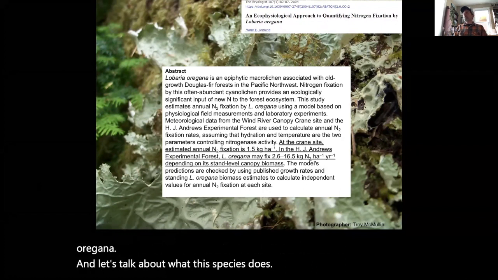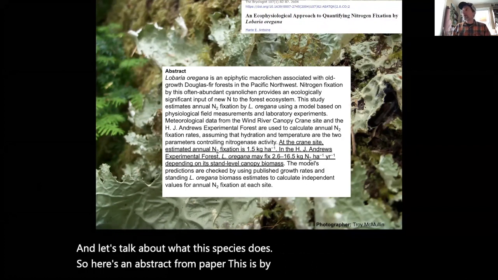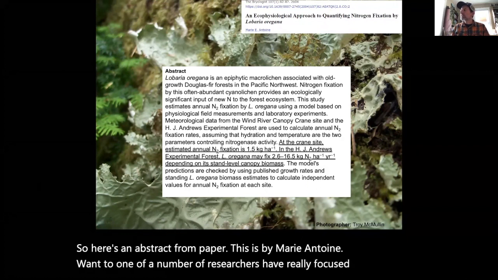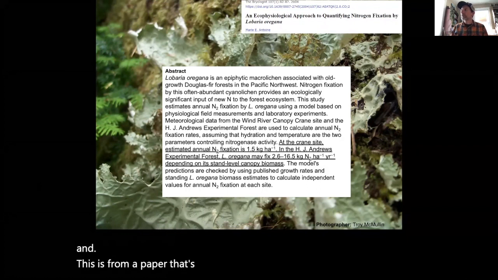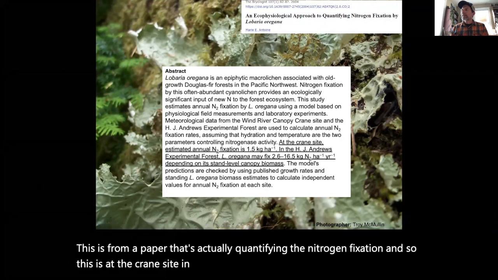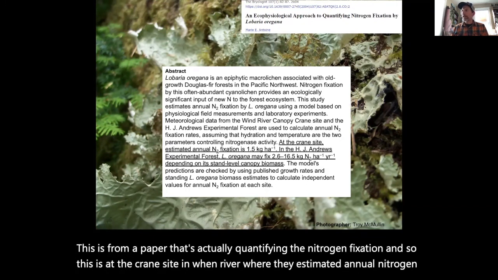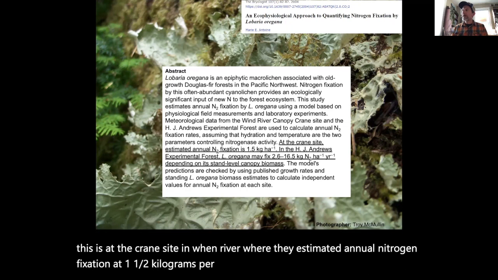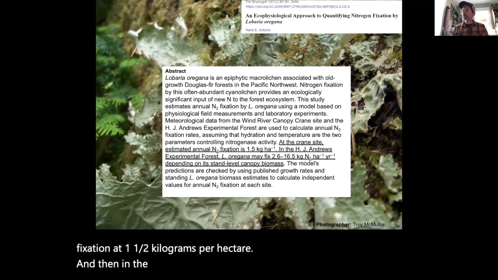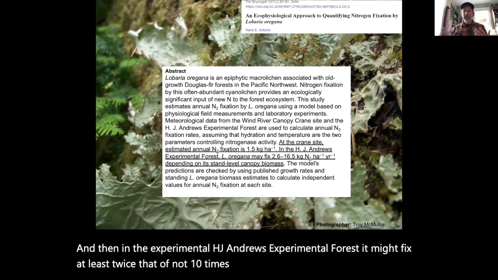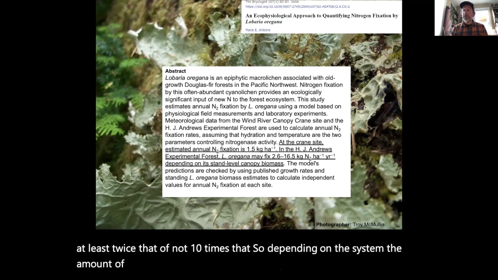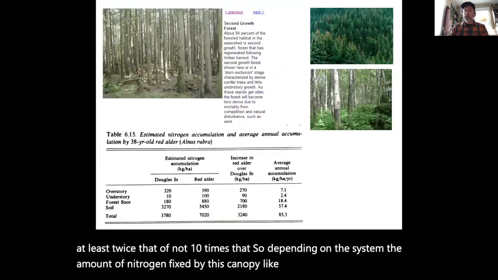So here's an abstract from a paper. This is by Marie Antoine, one of a number of researchers who've really focused on this species. And this is from a paper that's actually quantifying the nitrogen fixation. This is at the Crane site in Wind River, where they estimated annual nitrogen fixation at 1.5 kilograms per hectare. And then in the experimental H.J. Andrews experimental forest, it might fix at least twice that, if not 10 times that. So depending on the system, the amount of nitrogen fixed by this canopy lichen can be pretty variable.